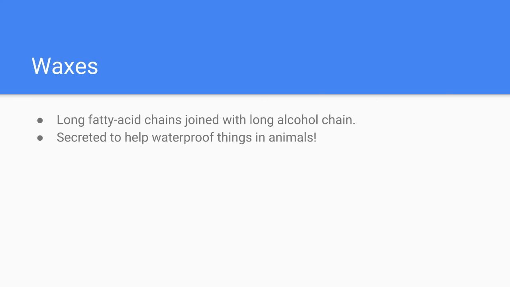So, yes. Lastly, we have waxes, and waxes are long fatty acid chains joined with a long alcohol chain. We're going to get into alcohol later as well. And they are secreted in animals to help waterproof things, like our earwax. It helps keep water from getting into our ears. That's why we have earwax.